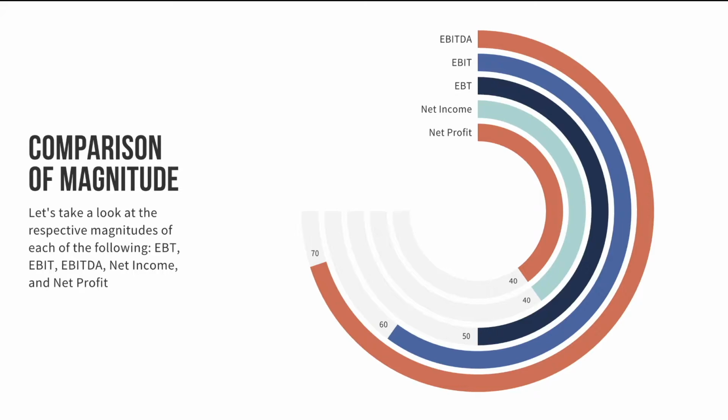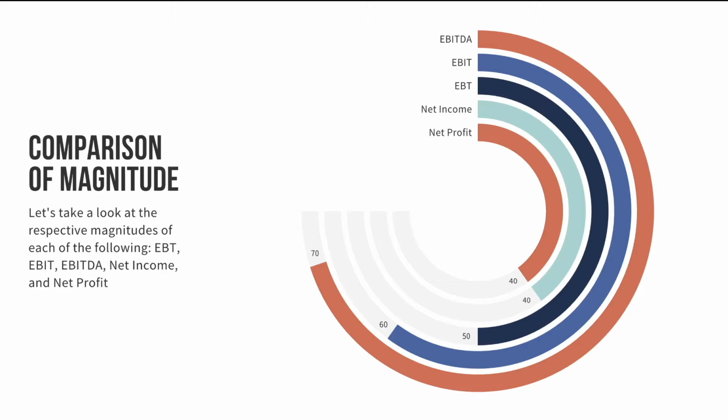So first, if you look at the outer orange ring, you'll see EBITDA, which has a comparative value of 70. If you go one step in, you'll see EBIT, the blue ring, which has a comparative value of 60. So EBIT is less than EBITDA. Going in a step further, you'll see EBT, which is yet another 10 units smaller than EBIT. Going in another step, you'll see net income, which is the cyan ring. That is even smaller than EBT. And finally, you have the innermost ring of net profit, which, as you'll see in the diagram, is equal to net income, and that is because net income and net profit are interchangeable terms.